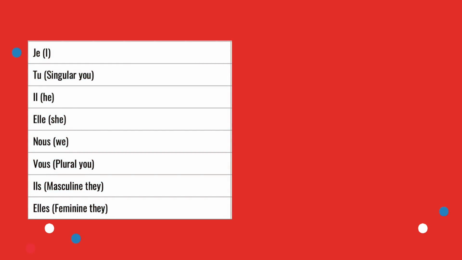Now, if you're thinking about the big picture, you might be wondering what the pronouns are. So we're just going to take a little bit of time to recap what they are. So je is I, that's easy. Tu is singular you, you already know that. Il is he, elle is she, nous is we, vous is a plural you, and il, masculine they, elle, feminine they. That's the easy part.